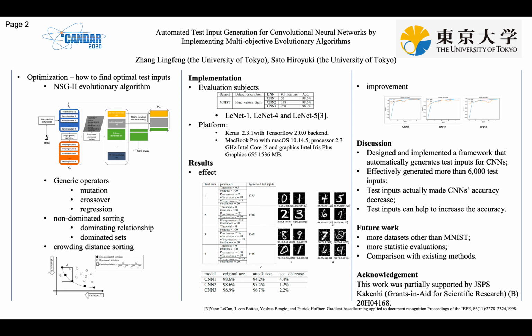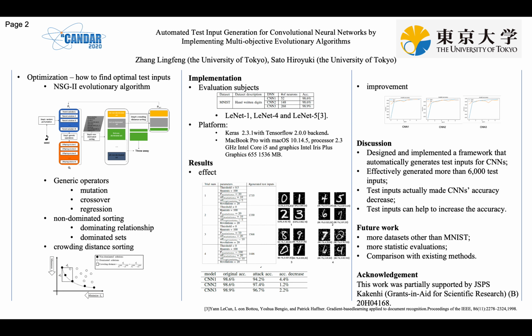And last, we designed and implemented a framework that automatically generates test inputs for convolutional neural networks, and the framework effectively generated more than 6,000 test inputs. And the generated test inputs can actually make the convolutional neural network's accuracy decrease, and the test inputs can also help to increase the system's accuracy.